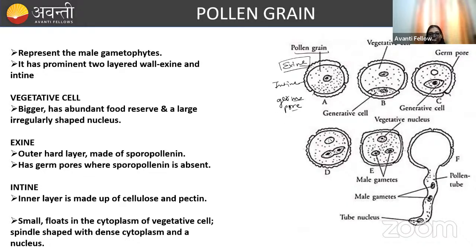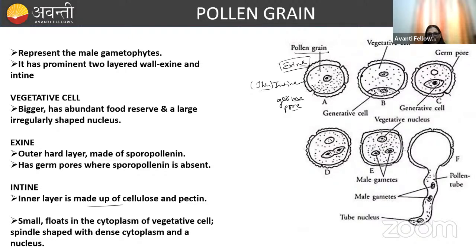So these germ pores are present, through which the pollen tube will come out. And the inner layer is thin in nature and is made up of cellulose and pectin. This inner layer, which is known as intine, is continuous.